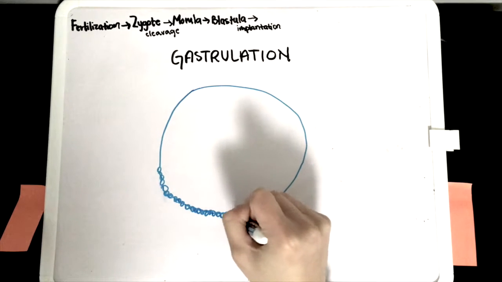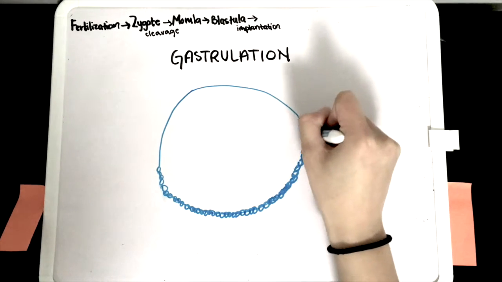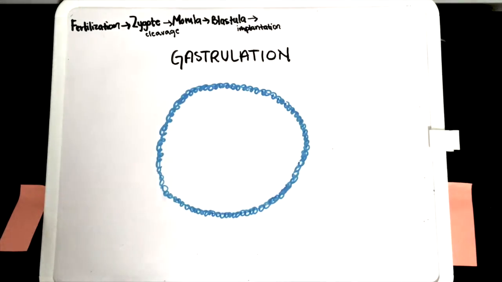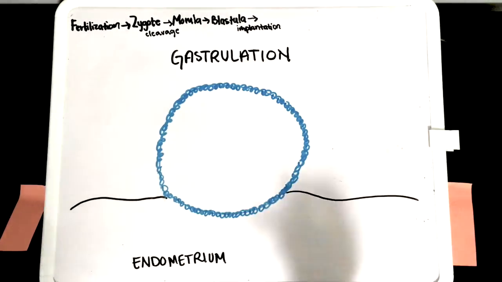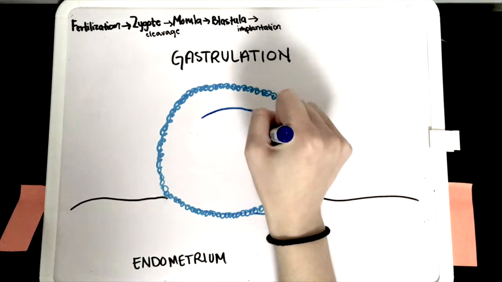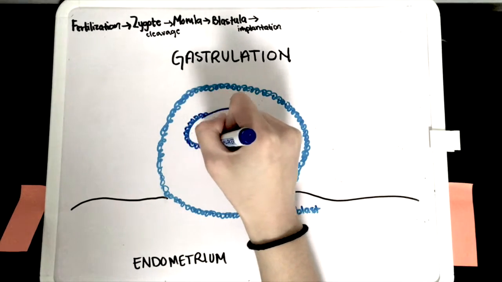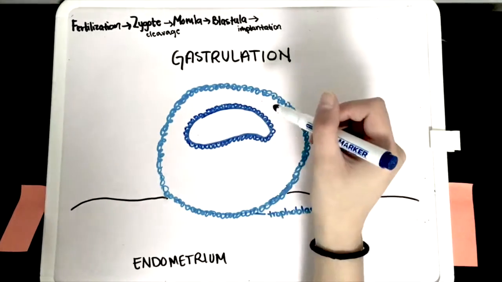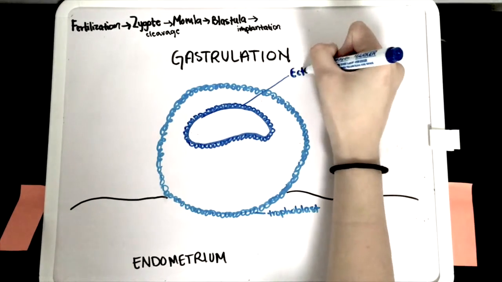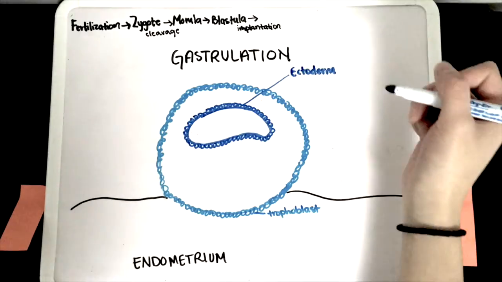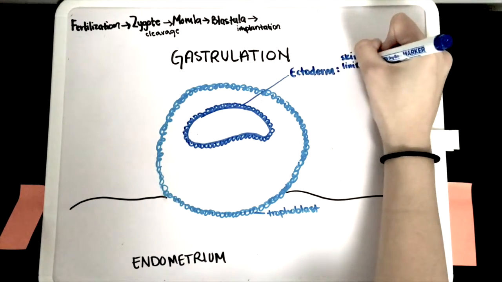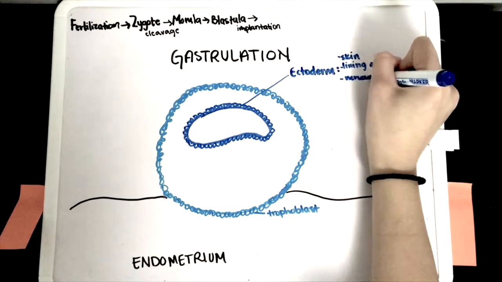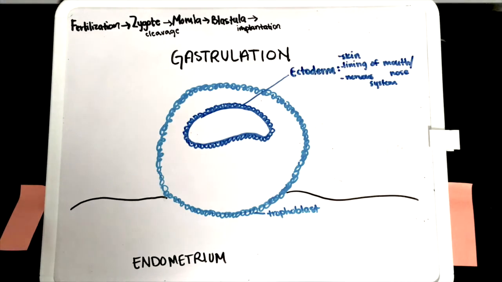Then we have gastrulation, which is when the inner layer of the blastula divides into 3 germ layers, or embryonic tissues. The ectoderm forms the skin, the lining of the mouth and nose, and the nervous system, including the brain and spinal cord.